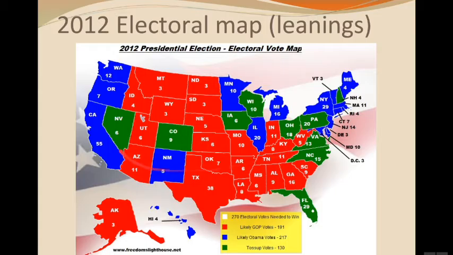So all the red states here were ones that they anticipated would be likely GOP votes. And the blue states were likely Obama votes. And then we still had all these green states, which at the time were toss-ups. We didn't know which direction they were going to go. So ultimately we do now, obviously, because we know that Obama ended up winning this particular election.